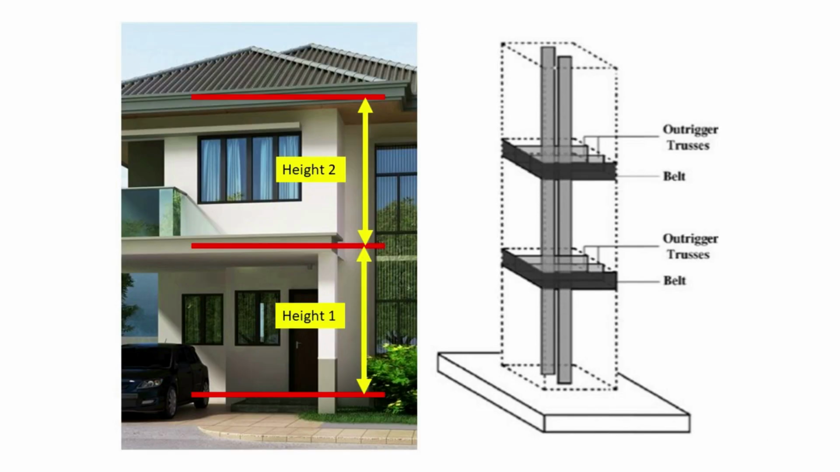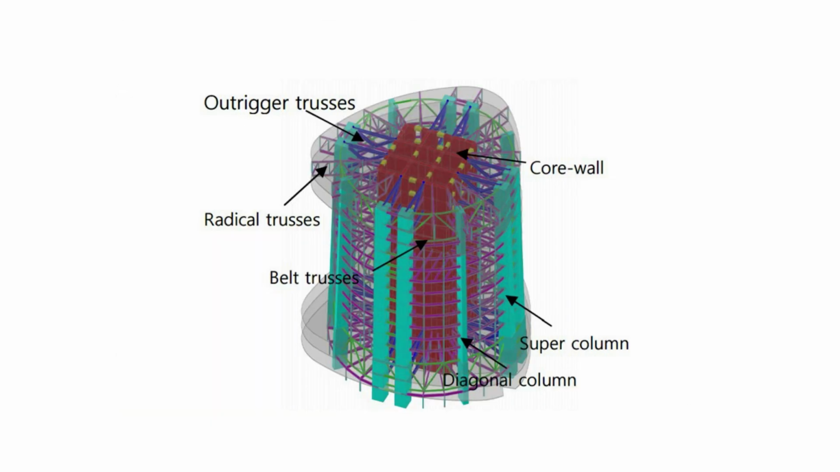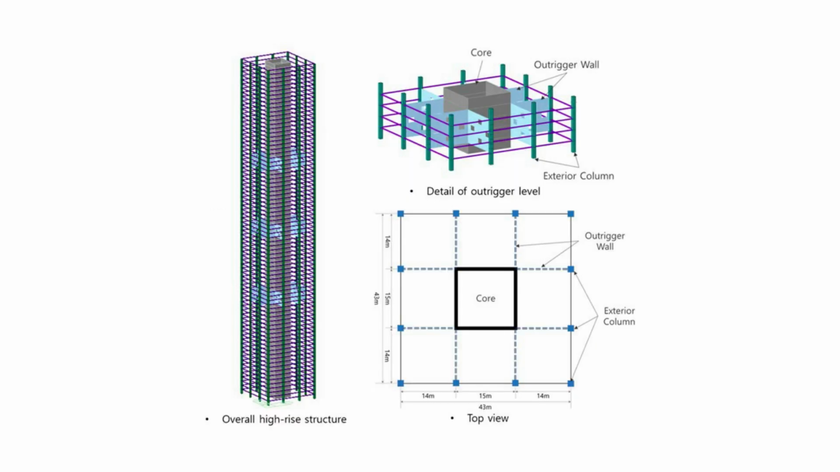You can imagine that the size of outrigger can be as large as 2-story depth, which is approximately 6 to 7 meters height. This type of structural system is most effective to increase structural stiffness for 40 to 70 stories height of building. Here is an example of detailed structural system with outrigger. And here is another example of the use of outrigger frame structure. The figure shows the overall high-rise structure, the detail of the outrigger system in the level, and the plan view.